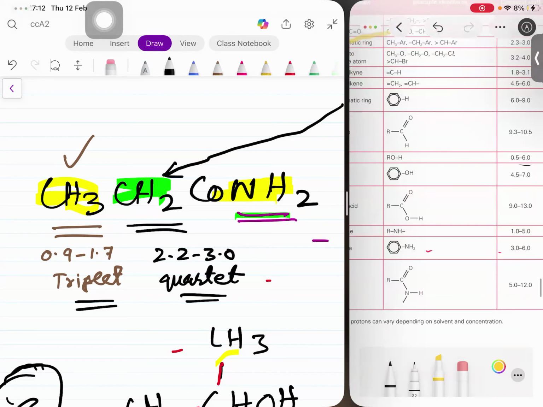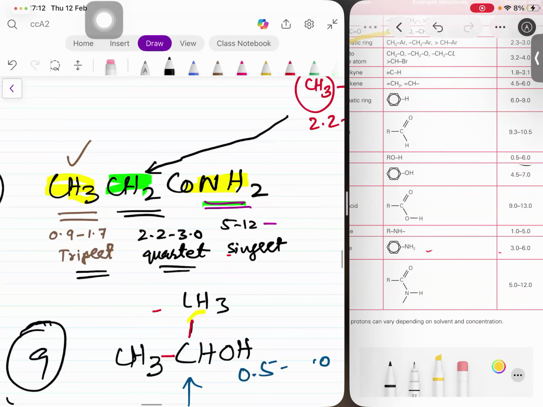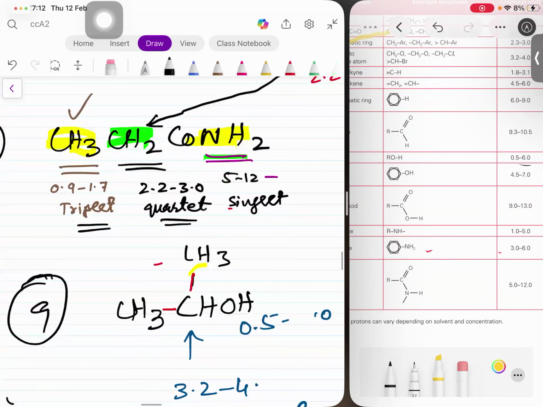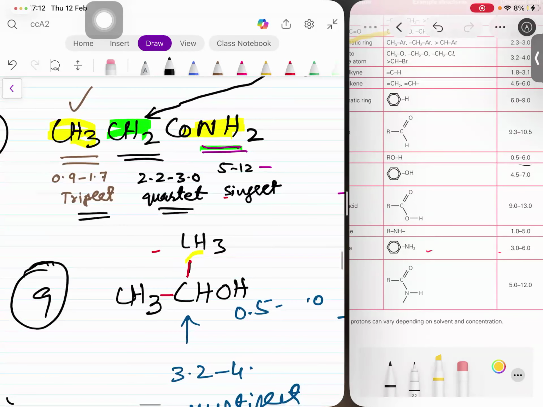Amide. 5 से 12. And obviously would be a singlet. How many number of hydrogens we take for the multiplet? 4 above. Quartet is the last one which we name. Otherwise, pentet, hextet, heptet, but we don't name them. Okay, next.